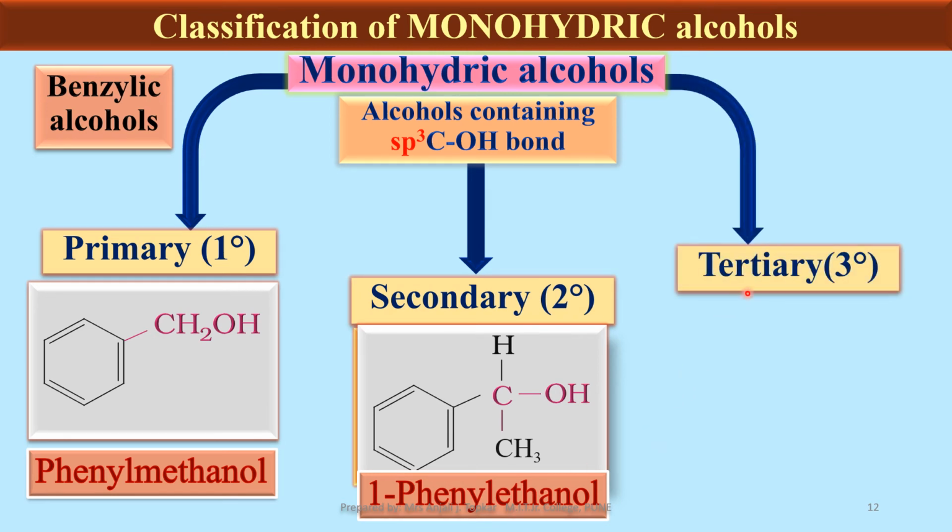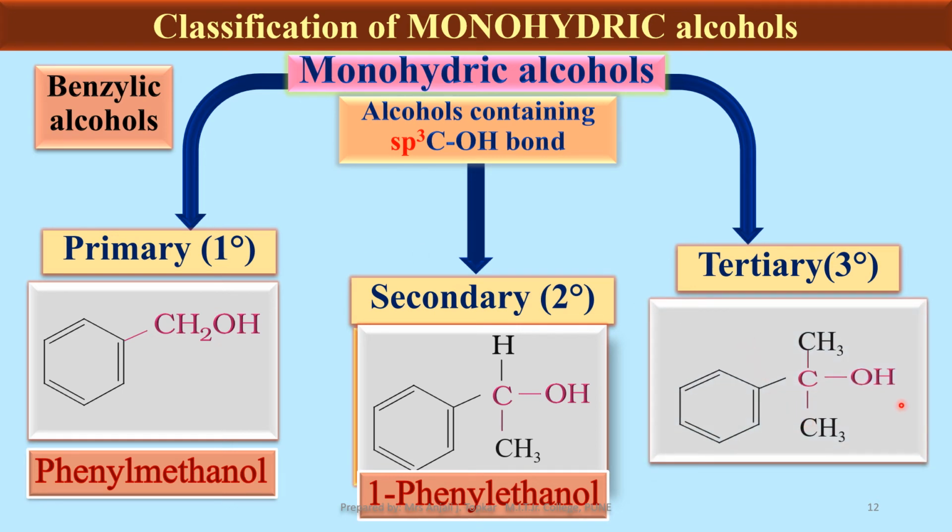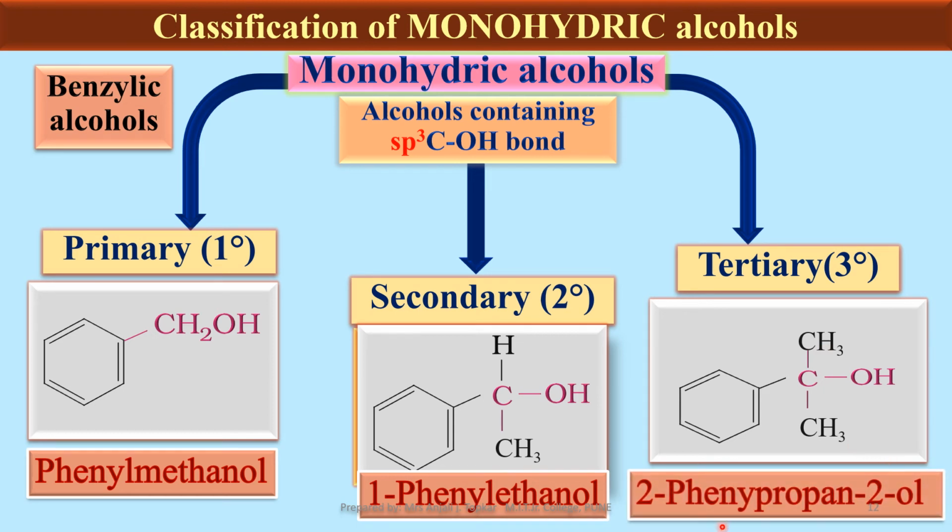Now we are going to understand tertiary benzylic alcohols. As we can see in the example, OH group is attached to tertiary carbon atom, which in turn is attached to the benzene ring. This carbon atom is tertiary carbon atom and also it is attached to 2-methyl groups. Example, the name of the compound here is 2-phenyl propan-2-ol.